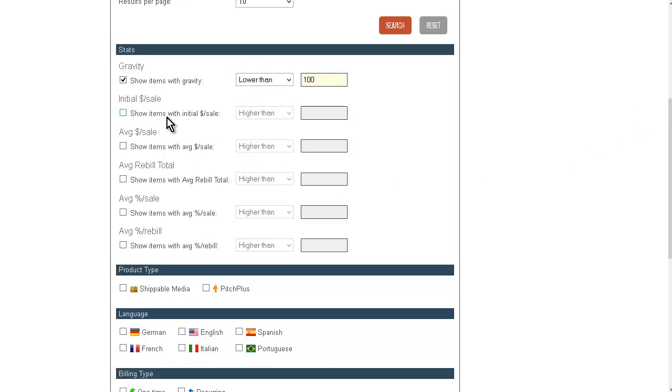Okay, show items with initial dollars per sale. Okay, so we want to make sure that we have a decent dollars per sale. So I'm going to say higher than $24. Okay, average dollar per sale. Again, what the difference here is that this is factored in with refunds, okay? So we can just put the same thing in here.